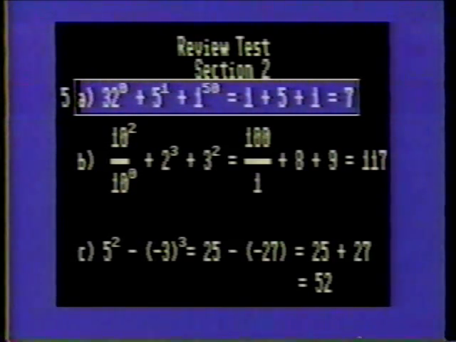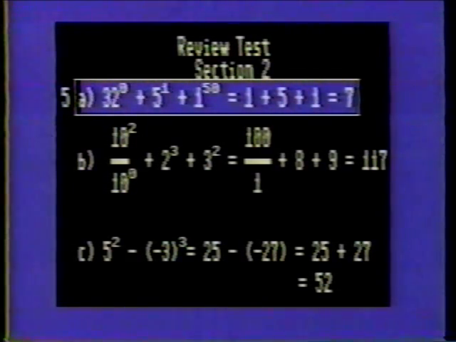Problem 5A tests your knowledge of exponents. We will review them together as we go. Any number raised to the power of 0 is 1. Thus, 32 raised to the 0 power is 1. Any number raised to the first power is that number. Thus, 5 to the first power is 5.